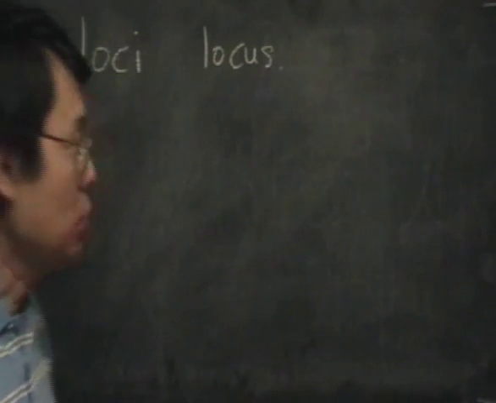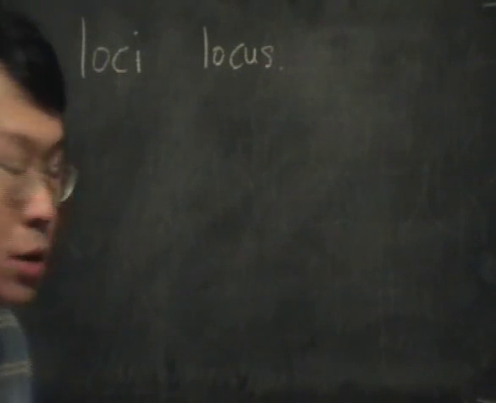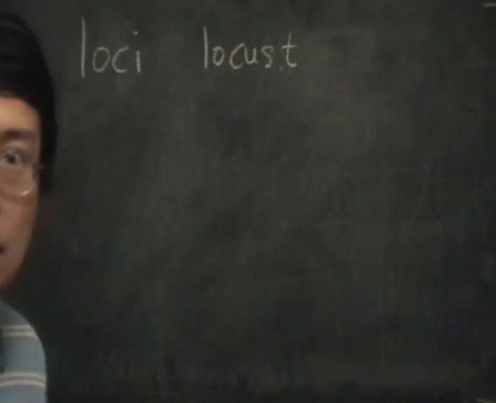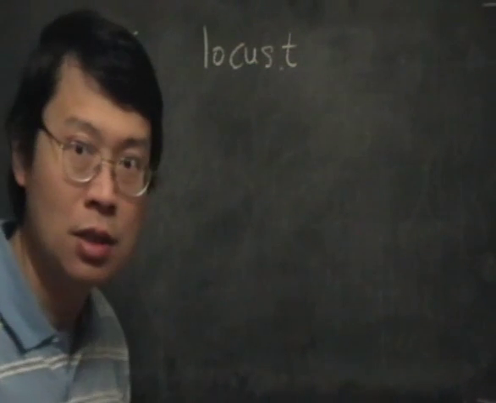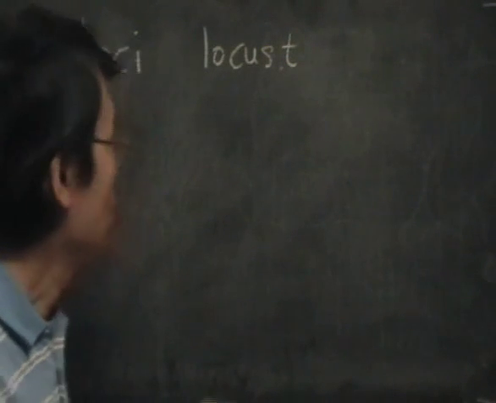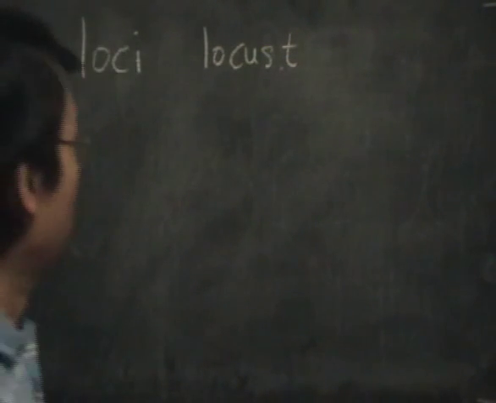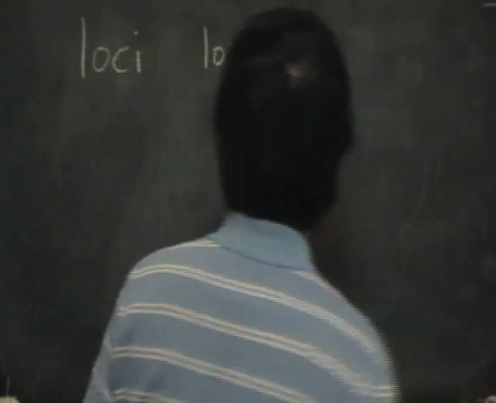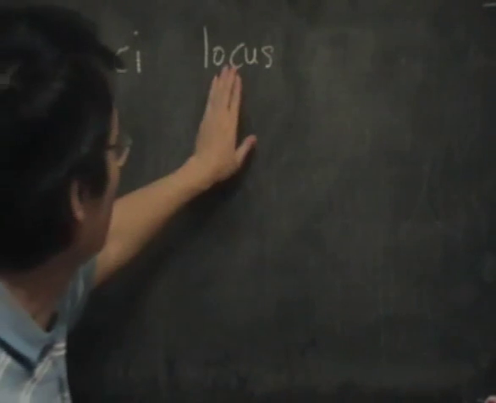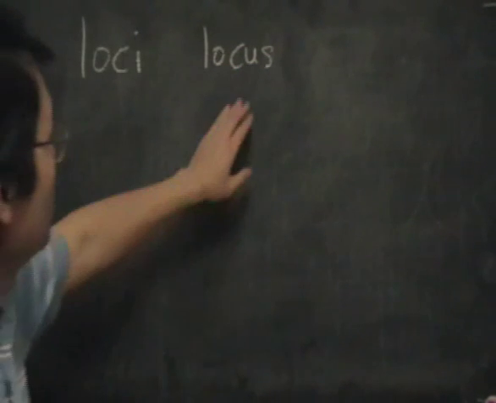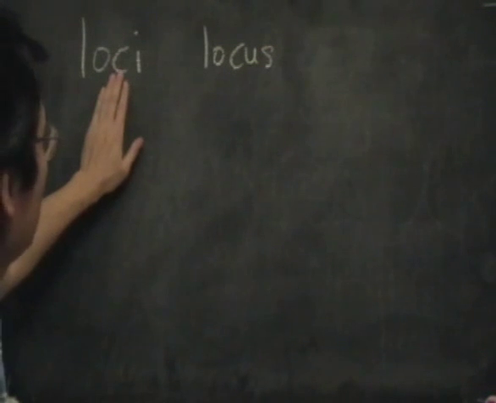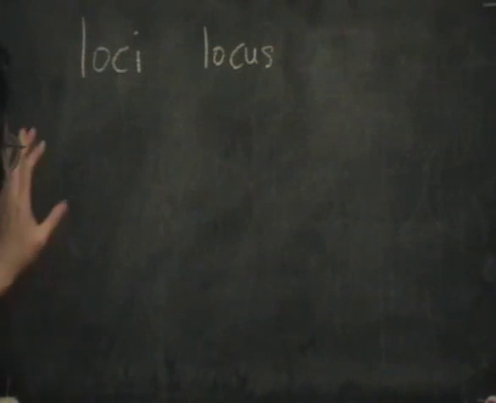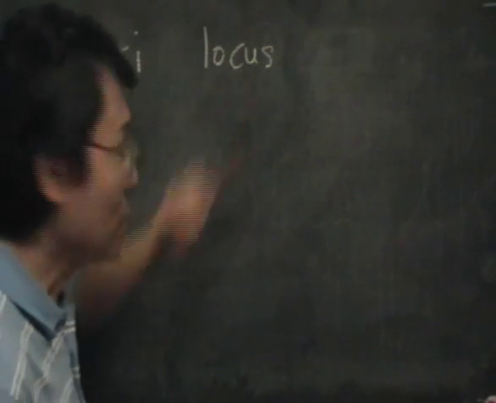Now you must be careful not to think of this locus as the locus with a T. The locus with a T, as in locust, is the insect. Right? In mathematics, the locus does not have a T, it's just L-O-C-U-S. So that's the singular, and the plural form is loci. So let's talk about what the locus is.